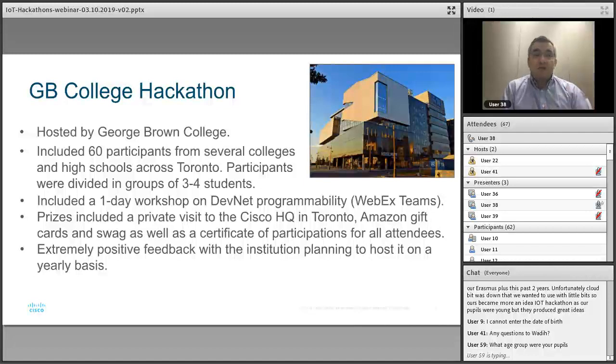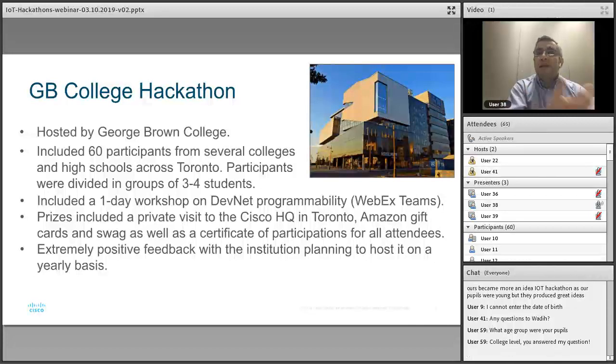It included, prior to the actual hackathon, a one-day workshop on programmability. And that was, as I mentioned, essential because of the nature of DevNet and the APIs that are provided within the DevNet ecosystem. It was important for our professors to give a one-day workshop on this topic. There might have been another option, something to consider here, whereby the workshop content can be spread over several weeks, maybe 1 or 2 hours each week, where students can learn about the available APIs from a development perspective. But in this case, the institution chose to have a one-day boot camp whereby they took all the students participating in the hackathon through this workshop.